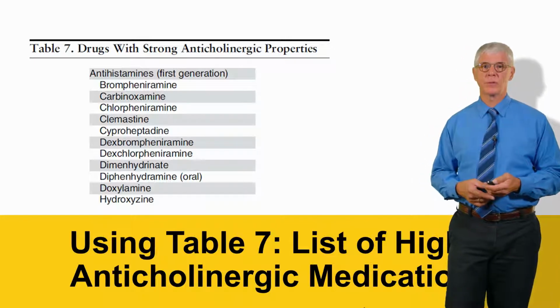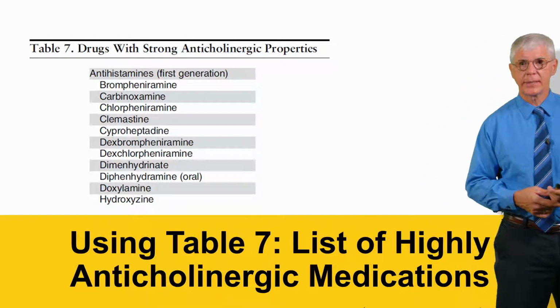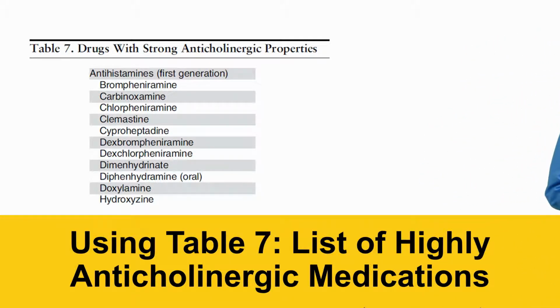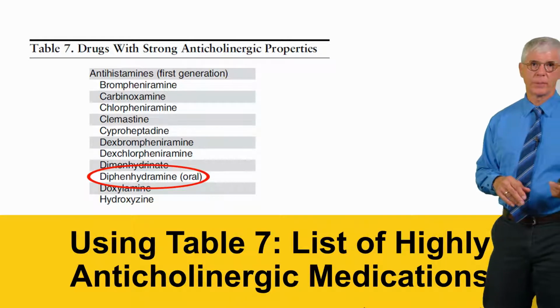What about table 7? Table 7 is that list of highly anticholinergic medications, and it's a fairly long list, and I've just pulled out just one little section of it. The nice thing about table 7 is it's organized by drug class. So this is the antihistamine section, the first generation, and you can see that, of course, good old diphenhydramine, which he's using for sleep, is listed right on there. And so that would be another place where that drug showed up on 2 different lists.